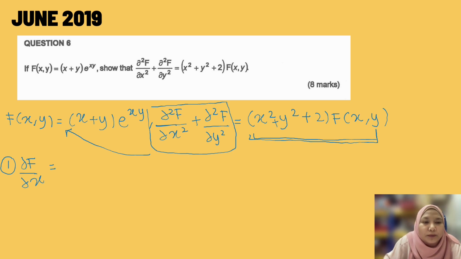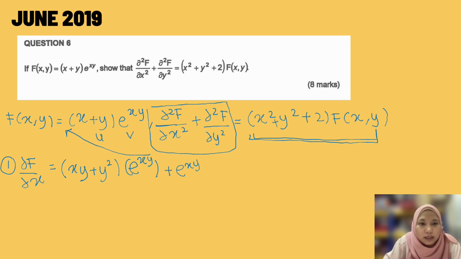Here we see one function, x plus y, and also the exponent xy. So here we need to apply the product rule. This is our u, this is our v. Applying the product rule, we have xy plus y squared, and then we have exponent xy plus exponent xy. I hope you know how to apply the product rule. I already simplified this one.